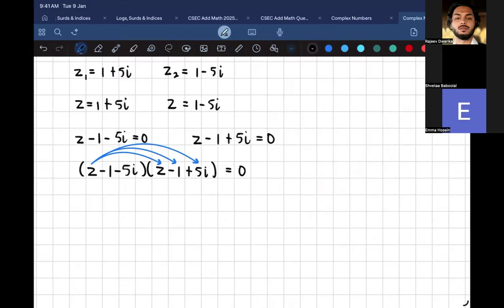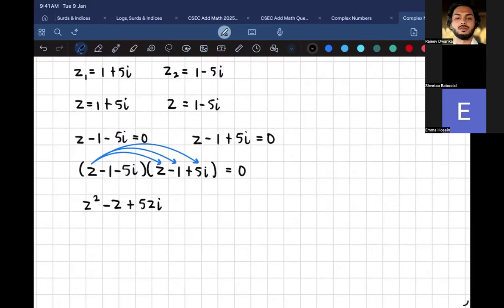So what is z by z? Z squared. What is z by minus 1? Minus z. What is z by plus 5i? 5zi, or 5iz? It doesn't matter. Remember, multiplication is commutative. But typically, you'd put i last, like in the plus bi form.